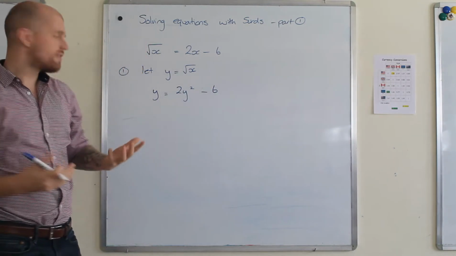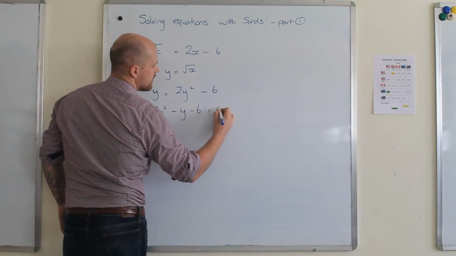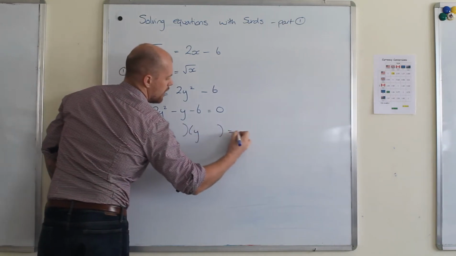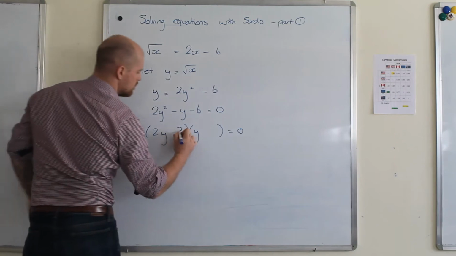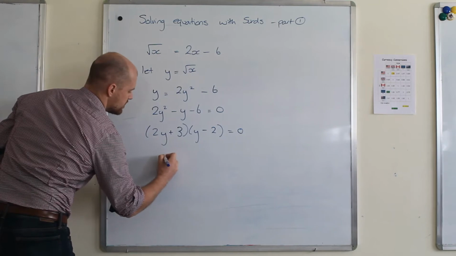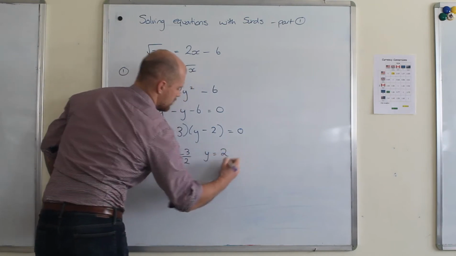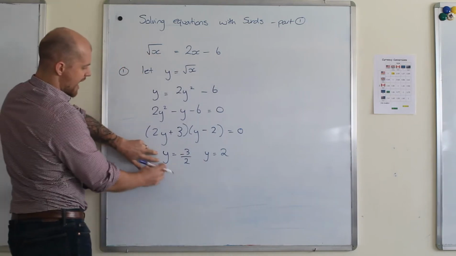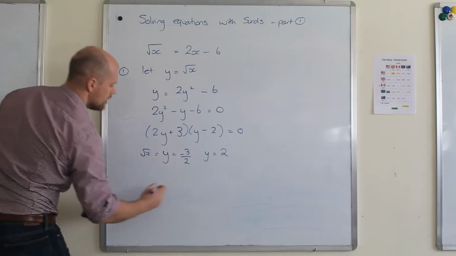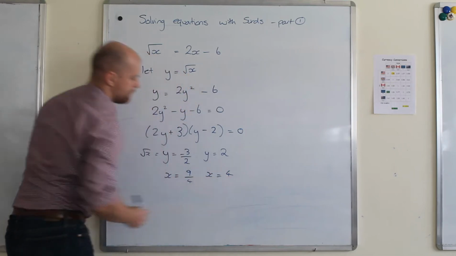So from here I can rearrange and factorise. 2y squared minus y minus 6 equals 0. I can factorise it. So it'd be 3 and 2 with a minus and a plus. So y, which is root x, is minus 3 over 2, and y equals 2. So therefore, this is root x. So what I have to do is square it to find x. So therefore, x is 9 over 4, and x equals 4.